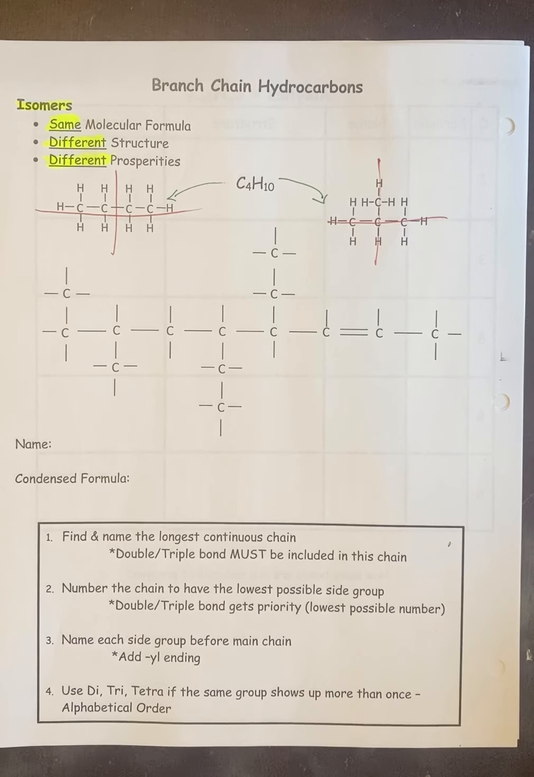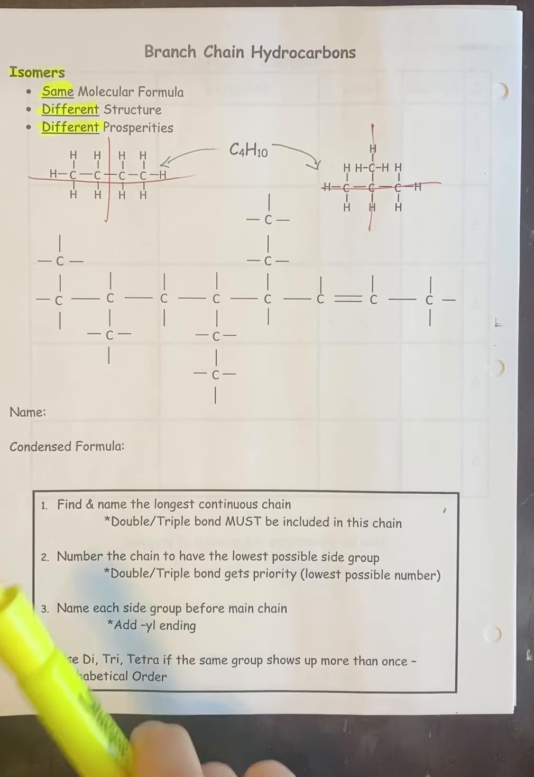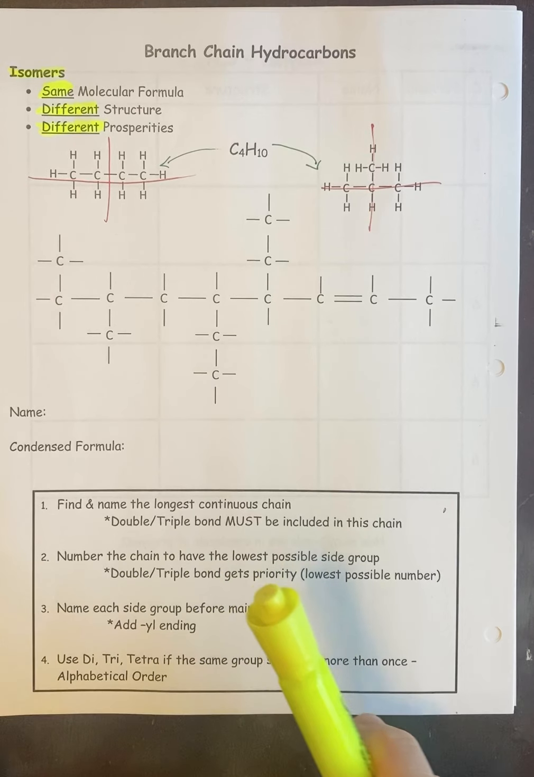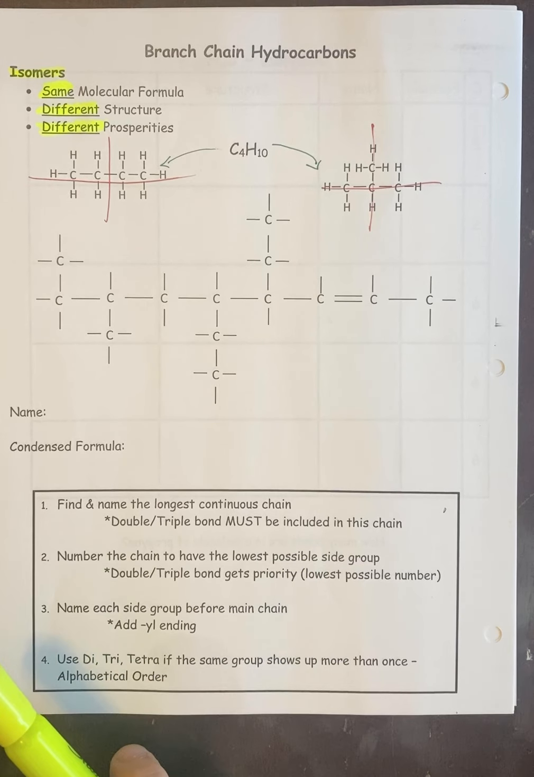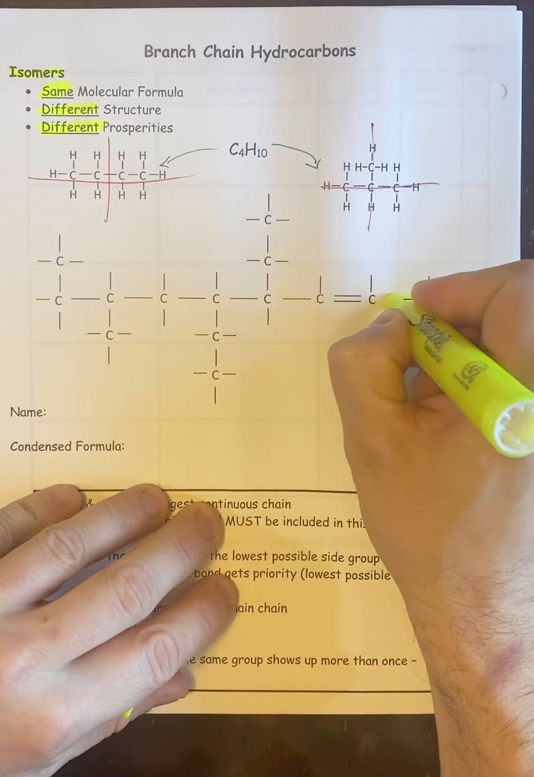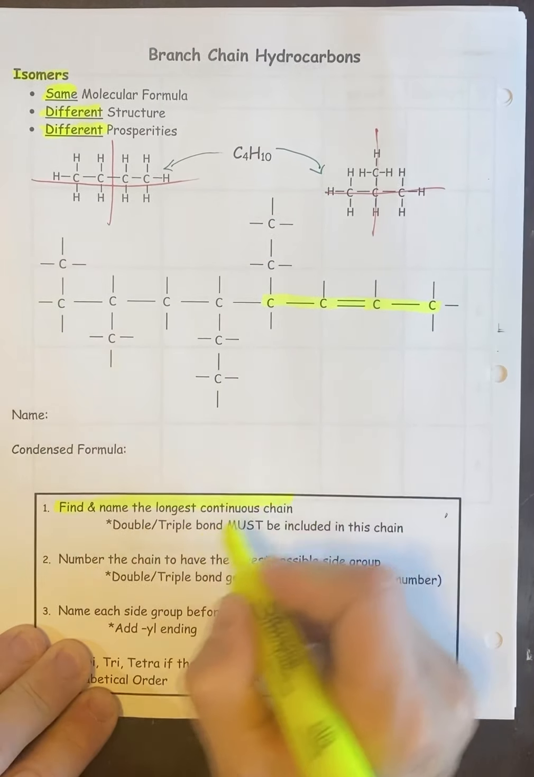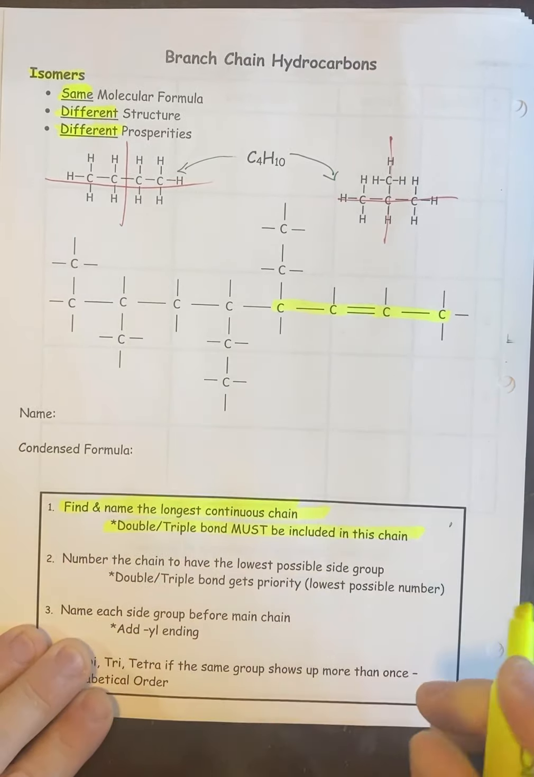Okay, so let's start. Here's the rules for naming. They're right here at the bottom. It says, first, find and name the longest continuous chain. If there's a double bond or triple bond, it must be included. So here's what that means. I'm going to highlight that here. So the longest continuous chain, so there's this guy.